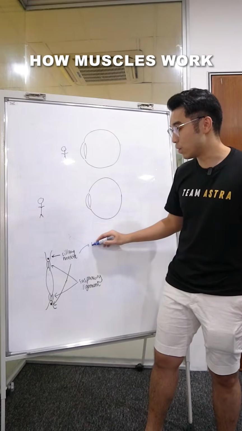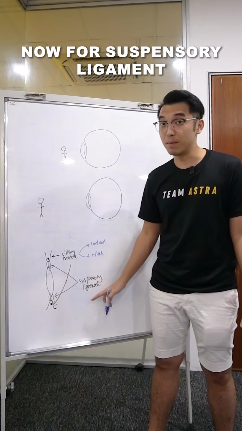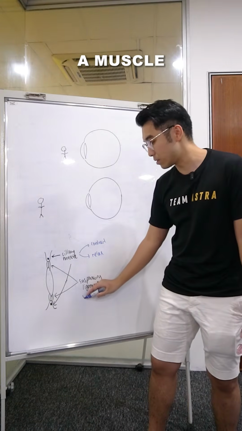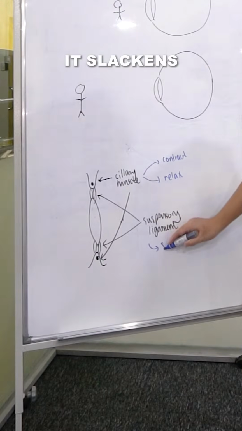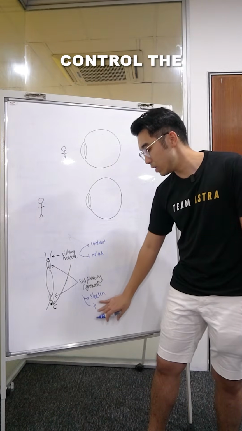Now you know how muscles work. Muscles can contract and muscles can relax. The suspensory ligament, on the other hand, is not exactly a muscle, so the way it works is that it slackens or it tightens. This is all there to control the thickness of the lens.